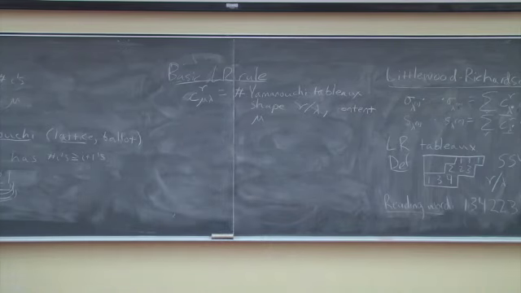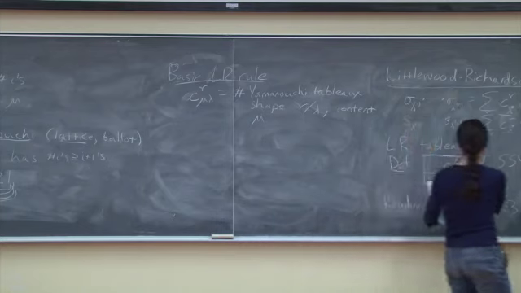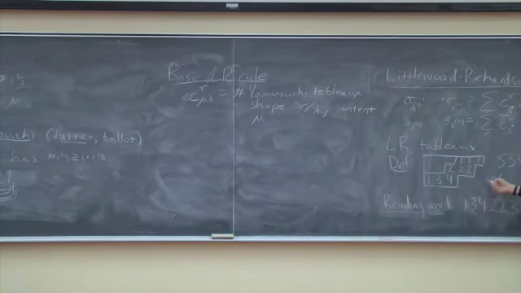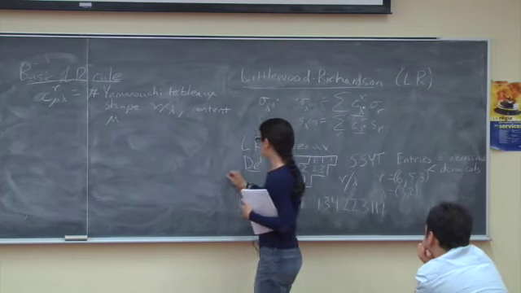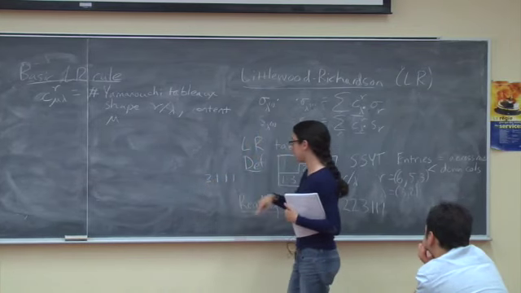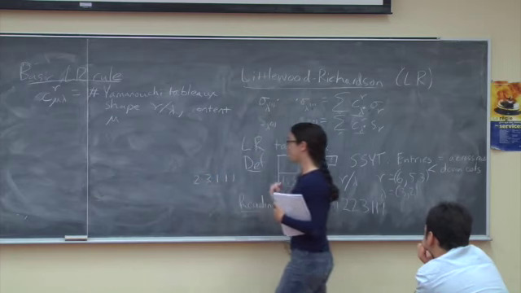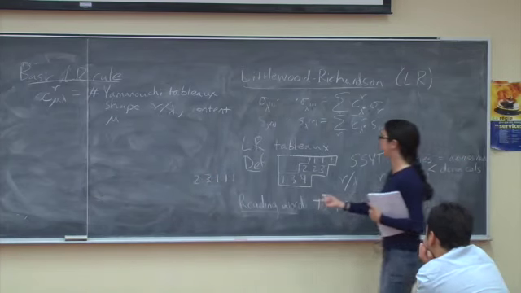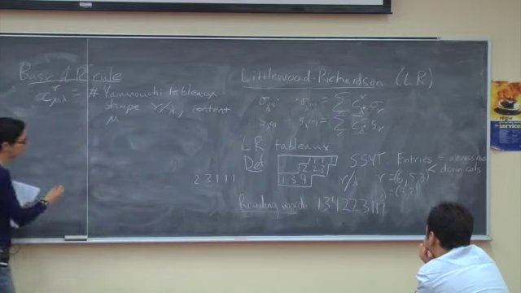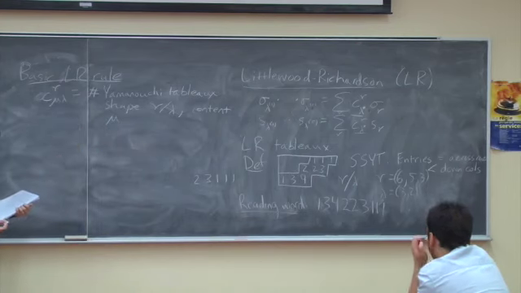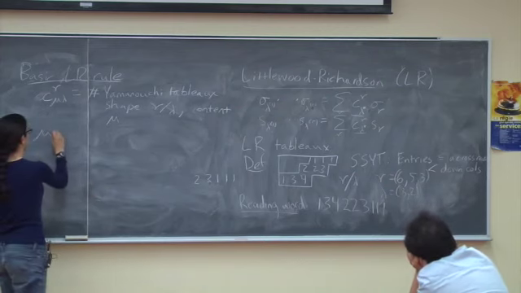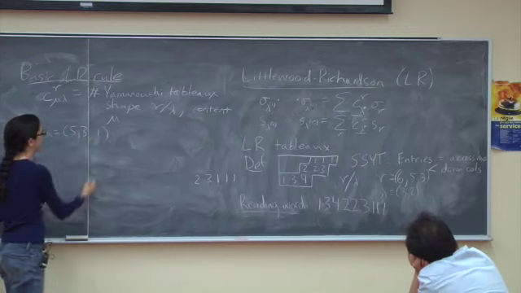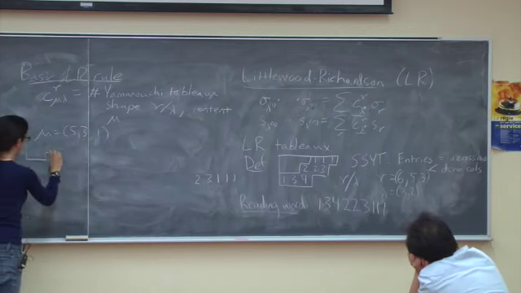So for instance, the one that I wrote here is not Yamanouchi. Can anybody see why? The 3 comes before the 2. Yeah. If we read this backwards, 1, 1, 1, 3, I have a 3 before a 2. So that's no good. But I can turn it into a Yamanouchi tableau pretty easily. Let's do an example where we actually compute a Littlewood-Richardson coefficient for these shapes, with mu being 5, 3, 1, let's say.